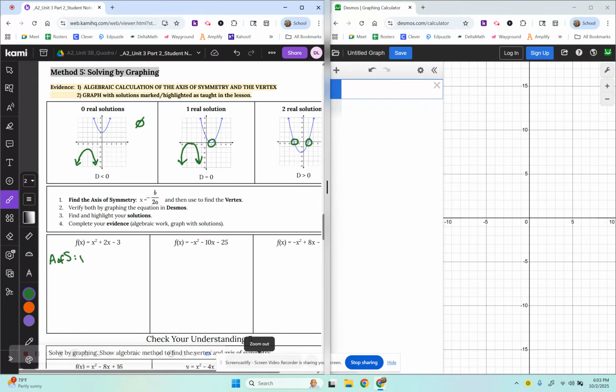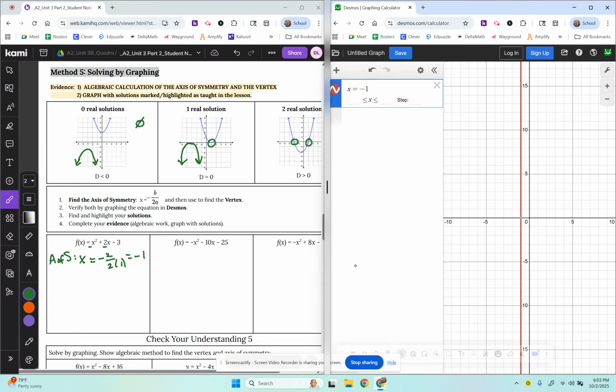Okay, that's my x equals negative b, so negative 2 divided by 2 times a, and my a is 1. So my b is here and my a is there. Okay, and then when we simplify this, this is going to be negative 2 over 2, or a negative 1. So my axis of symmetry is x equals negative 1. Okay, so I'm going to go ahead and plug that in over here, x equals negative 1. And I'm going to go ahead and change that to a dotted line because I don't want it to look like it is actually my graph.